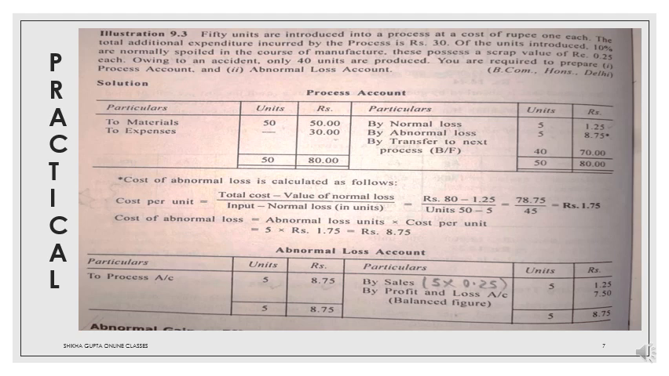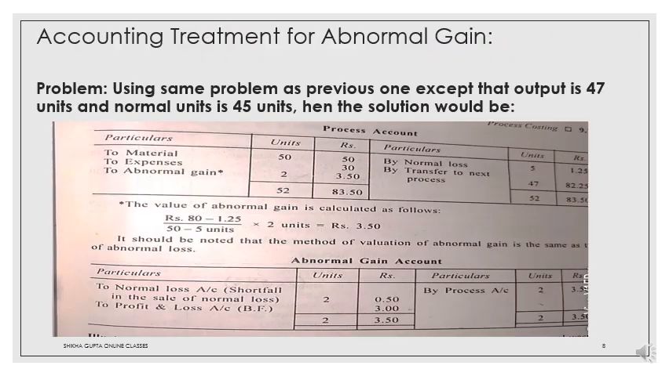Then in the next question we'll do the same question, but the output closing figure will be changed. It will be 47, so that we can find out the case of abnormal gain. How to treat abnormal gain. Everything will remain same. We'll have the material cost of 50. We'll have expenses of 30 rupees. Normal loss of 5 units. Just the closing figure will change. So let's have a look at the second part, which is the abnormal gain account.